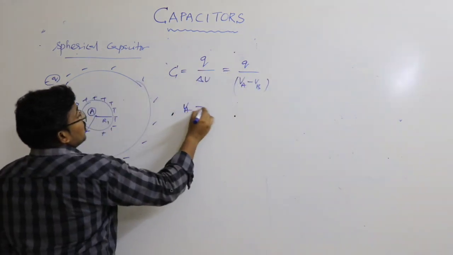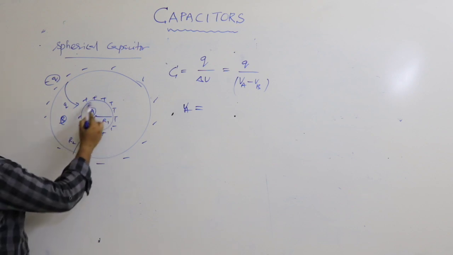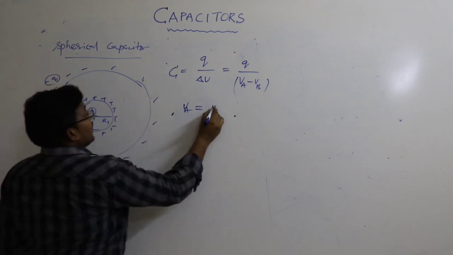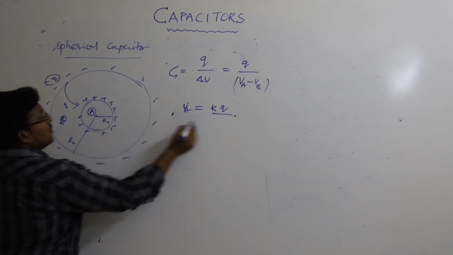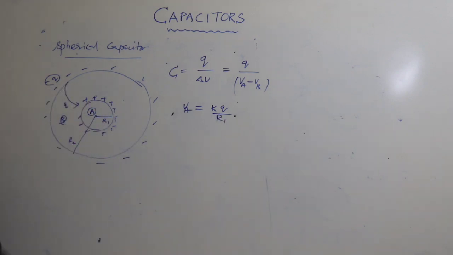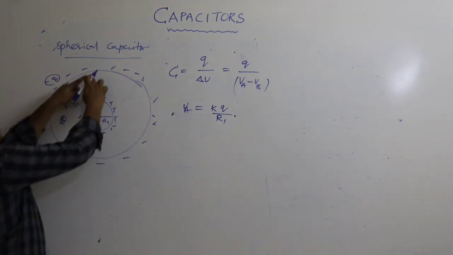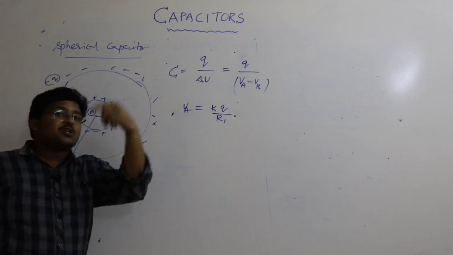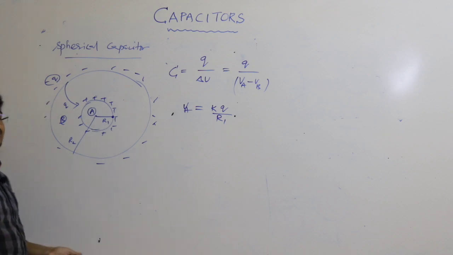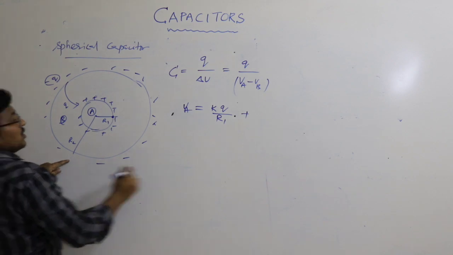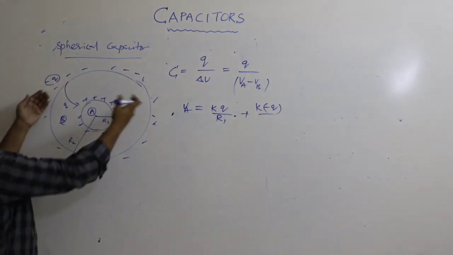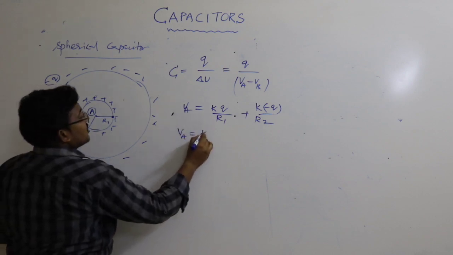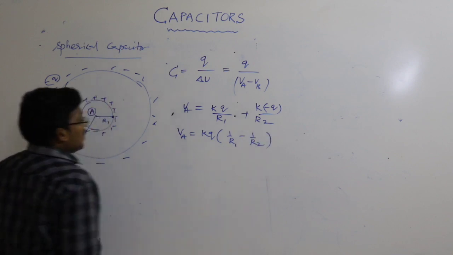Sir, how? Firstly find the potential at A. Potential at A because of its own charge is KQ by R1. And because of the negative charge on the outer sphere, the point is inside it. We have discussed potential inside, potential on the surface, and potential outside. Potential inside is equal to the surface value. So because of the minus Q, the potential will be K into minus Q by R2. So potential at A is nothing but KQ into 1 by R1 minus 1 by R2.